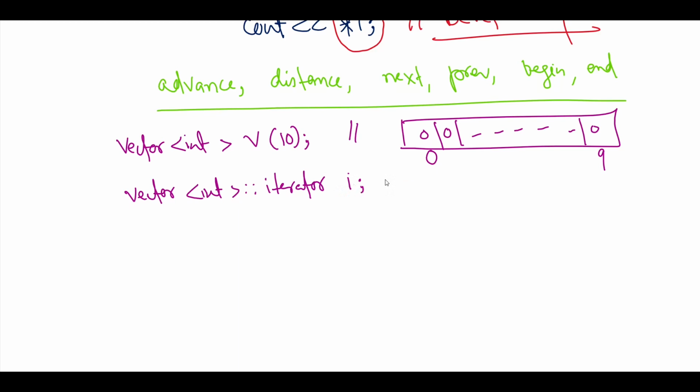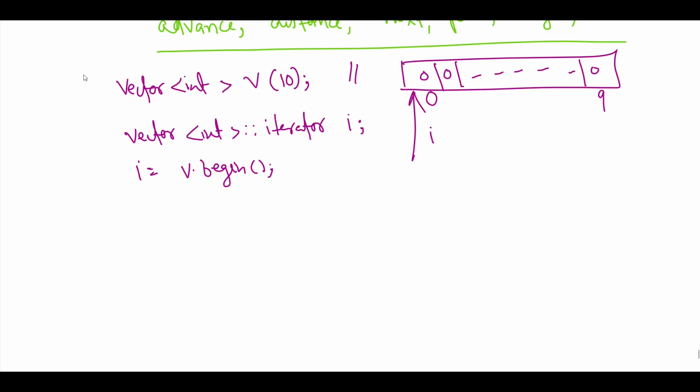So this is defining an iterator to the vector of integers. You start I with v dot begin, and now I point to the beginning of the vector, means to this. Now let's focus and see how it goes. So we have advance. It will increment the iterator I by the value of distance. If the value of distance is negative, then iterator will be decremented. So let's pass some values here.